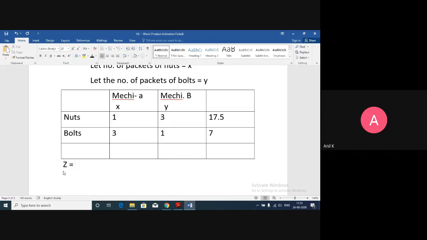How can I make the equation for 12x plus 12y? The profit is given per packet, not per hour. So I am making x plus 3y, x is equal to 17.5. Whatever that is, it is the profit only of nuts. What about the bolts?